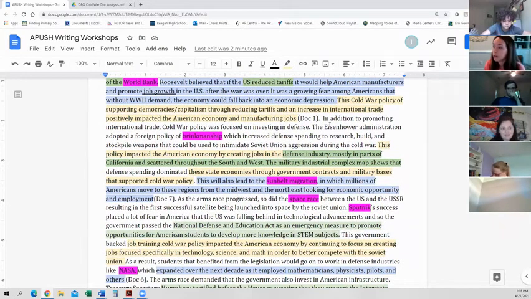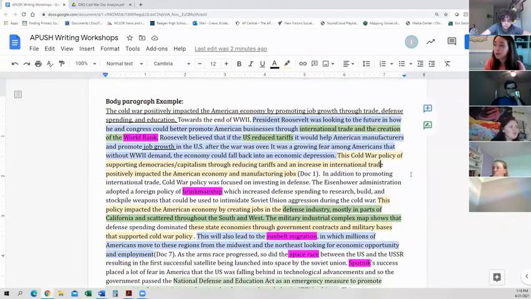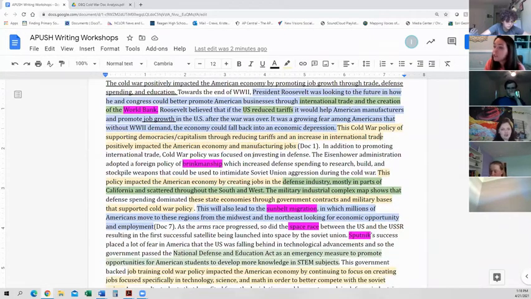Transitioning into the next document. And by the way, I'm not saying document 1 says that the World Bank, I'm not doing that. I'm giving Roosevelt the credit, okay? And then I'm doing a parenthetical citation here. Okay. In addition to promoting international trade, Cold War policy was focused on investing in defense. The Eisenhower administration adopted a foreign policy of brinkmanship.